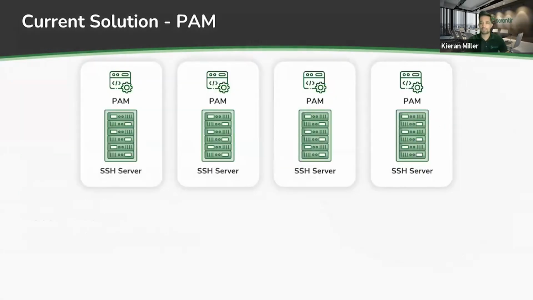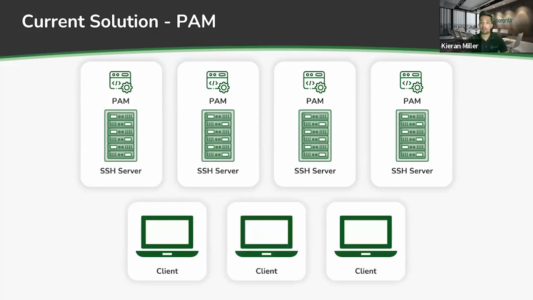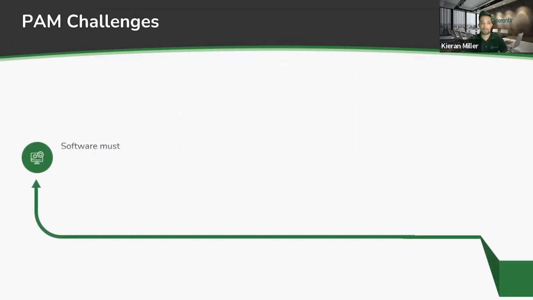So the PAM module looks like this. Basically, you install the software on each SSH server, or the module on each server, and then the clients just directly authenticate to the servers, and the PAM module is enforced. The problem with the PAM modules is that you have to install the software and configure it, maintain it, et cetera, on each server. It's not a problem when you only have a couple servers, but the second you start getting a lot of servers in a scalable environment, this is a real challenge.